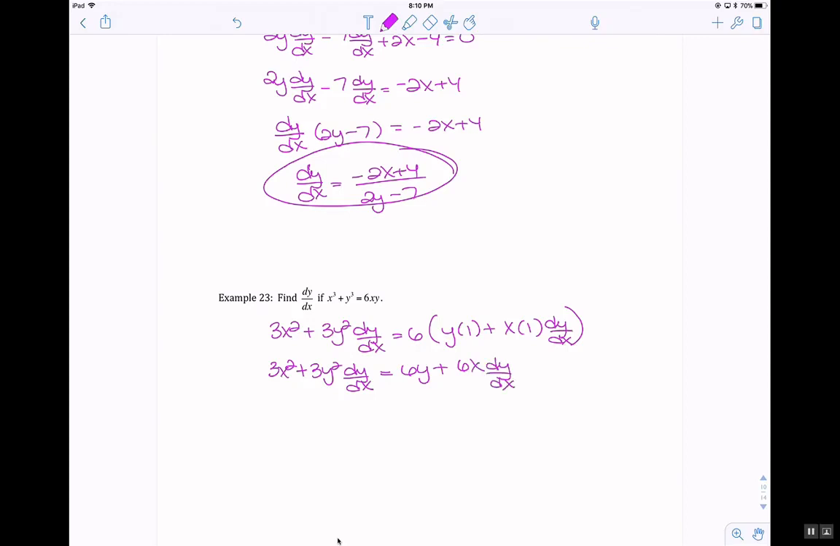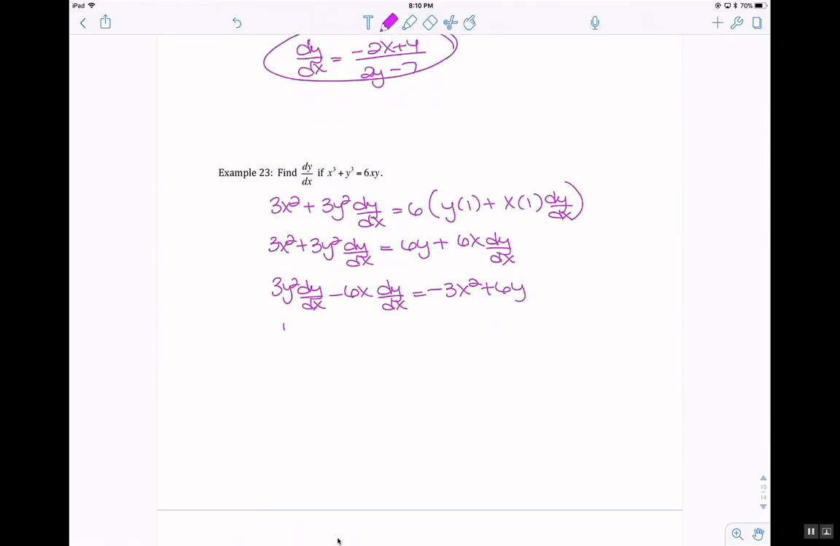Move my dy/dx's to the left. Move everybody else that doesn't have dy/dx to the right. So I get 3y squared dy/dx minus 6x dy/dx is equal to negative 3x squared plus 6y. Factor out a dy/dx. So I'm left with dy/dx times 3y squared minus 6x is equal to negative 3x squared plus 6y.